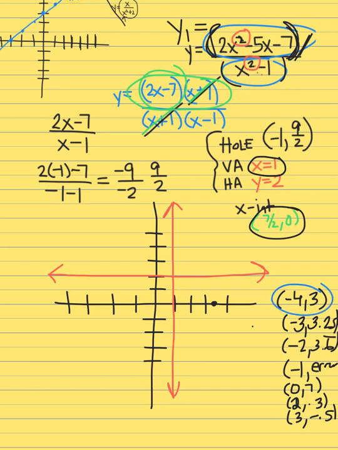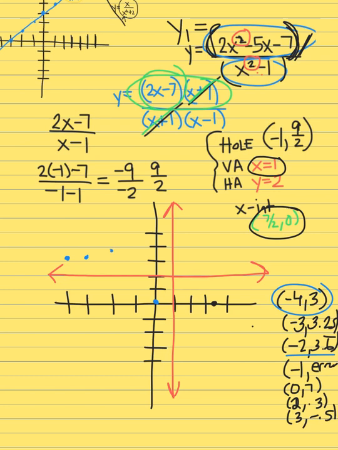So -4, 3 is you're starting at the origin and going left 4, up 3. -3, 3.25 is go up a little over 3. -2, 3.6 repeating. Oops, I think I went up too high. Hold on here. Right there in that point. So this would be right here. And then -2, 3.6 repeating is going to be a little bit higher.